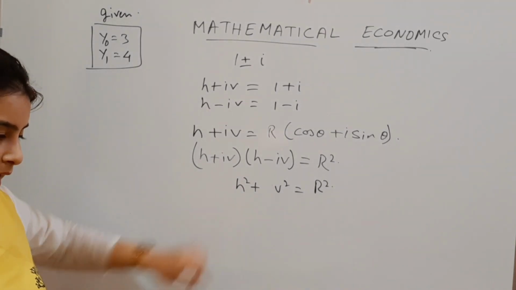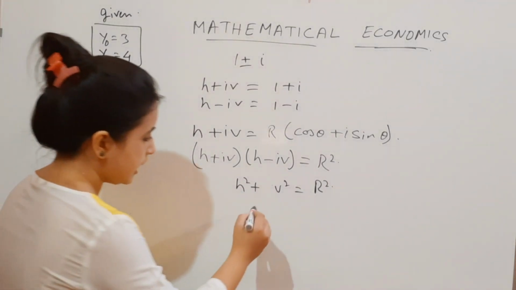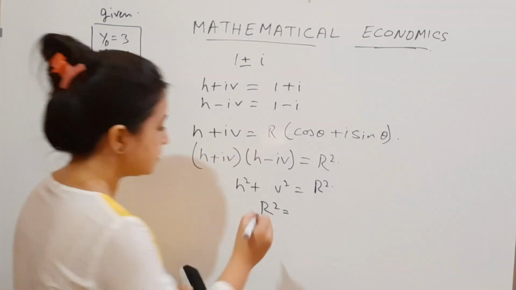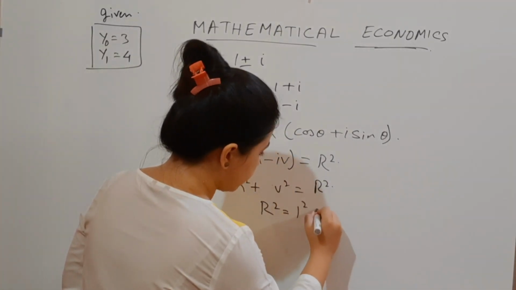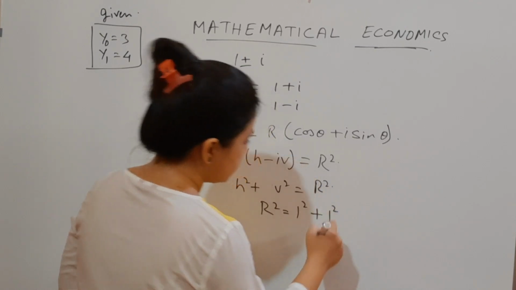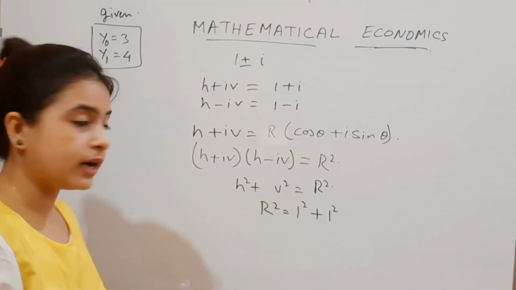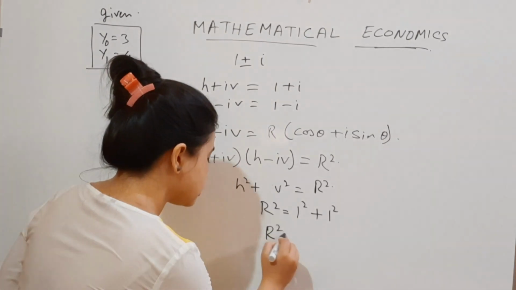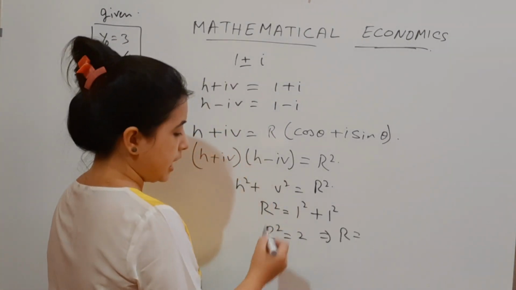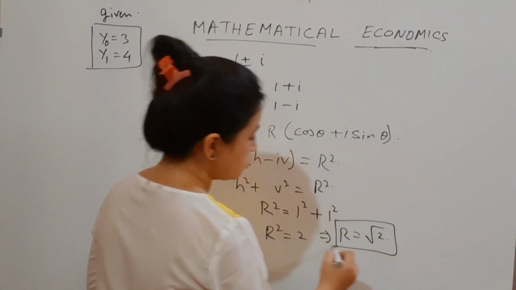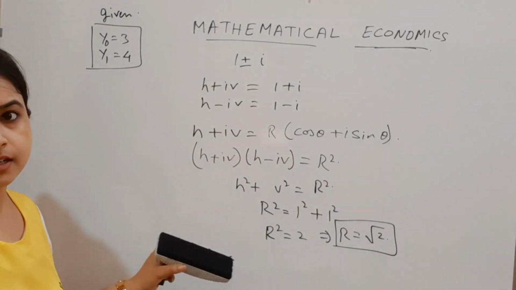So from here I am going to find the value of r squared. That will be 1 squared plus 1 squared, since v is 1. So r squared is 2, and therefore r is root 2. So we have found the value of r. One part is over.